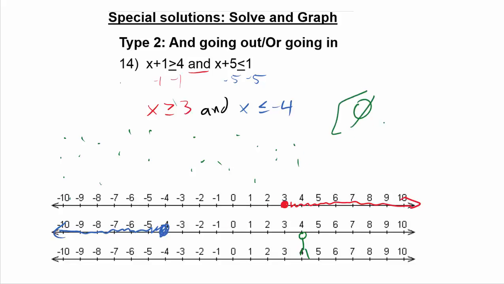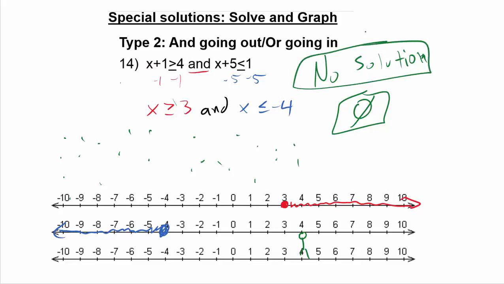So what we write in this example, when there's no place on this number line that this is true, is the circle with the slash through it, and all that means is no solution. There is no possible value of x that will ever make this statement true. So no matter what you plug in there for x, there's not going to be an x that exists that makes that statement true.